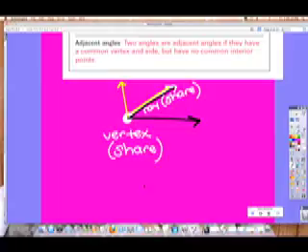Okay, thumbs up, hazy, sideways. How you feeling about adjacent? Does that make sense? Let me see. Okay, perfect. Let's keep going.